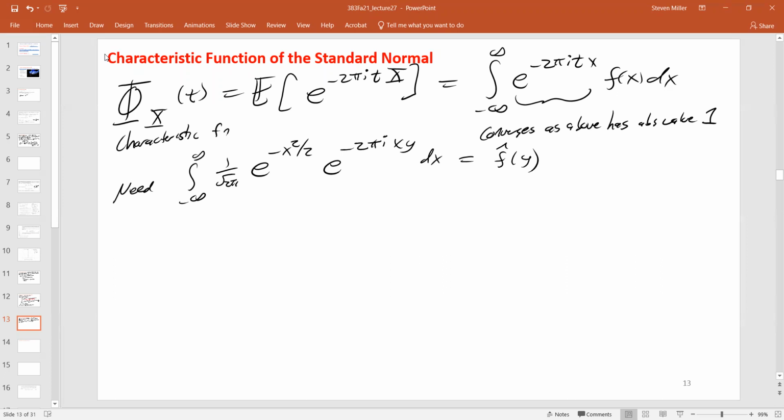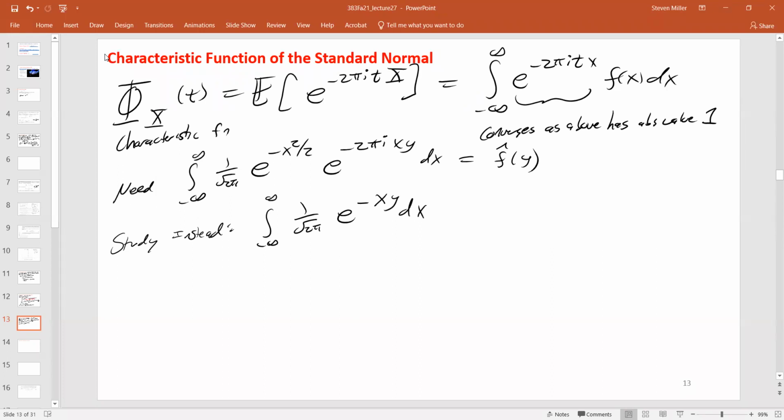We could do this integral. It's a little bit of a pain, but we could do it. Why is this a pain? Well, because we have to now do some kind of complex integration. Much simpler is to study instead the integral from minus infinity to infinity, 1 over square root of 2 pi e to the negative, I'll just do xy dx.